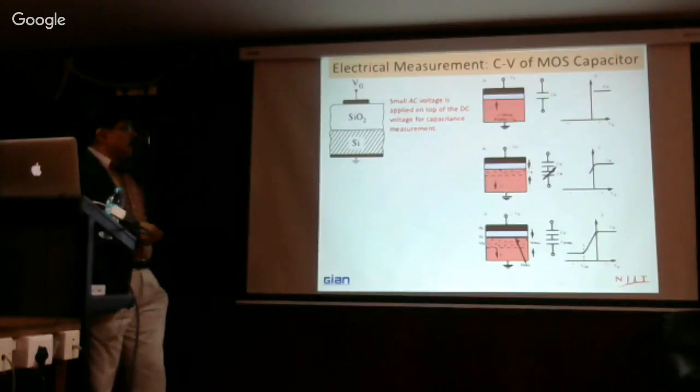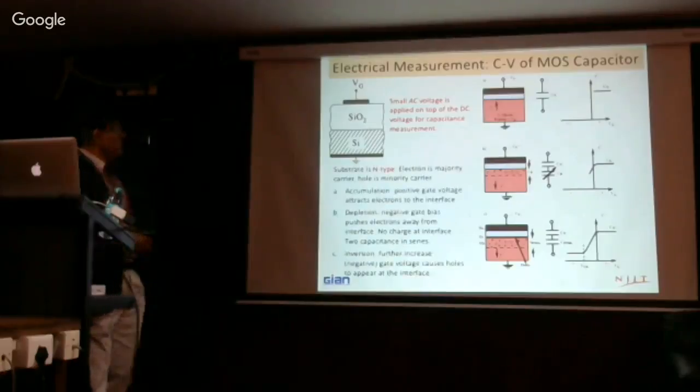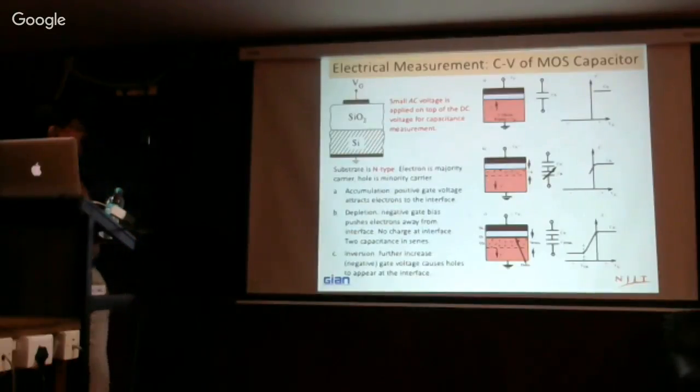And then the holes will be attracted there to form the channel, then the capacitance goes down and also becomes flat. So this is the typical process for N-type. Accumulation: the positive gate voltage attracts electrons. This is actually simple stuff. Depletion: negative gate bias pushes electrons away, so you have no charge at the interface, or the ionized impurities will be there. And then inversion, the gate becomes more negative, and then it becomes flat.